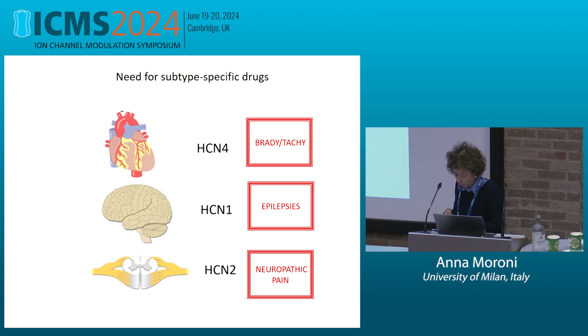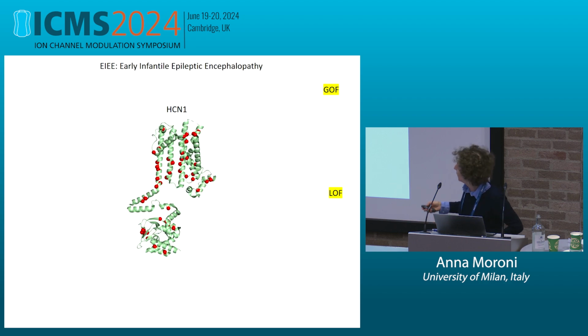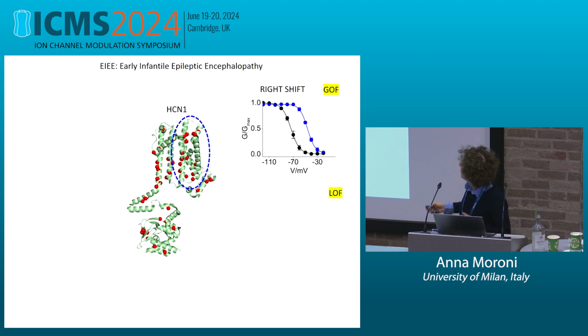Another problem is also that we realized, working on a class of HCN1 mutations that give epilepsy, that both gain of function and loss of function mutations lead to the same type of disease, which is early infantile epileptic encephalopathy. In fact, we found mutations in patients that, when we tested in our in vitro system, which is X cells, lead to gain of function because they have a right shift of the activation curve.